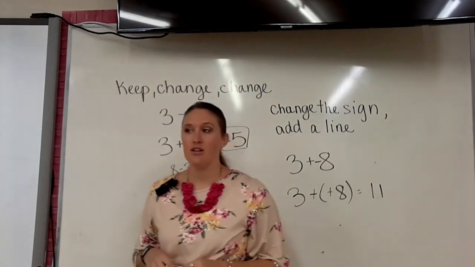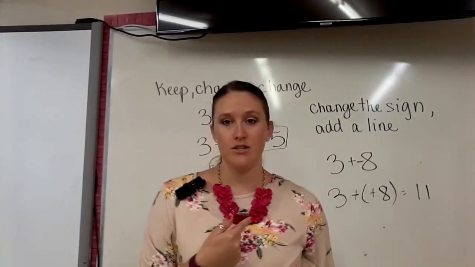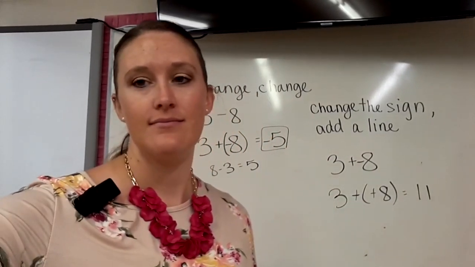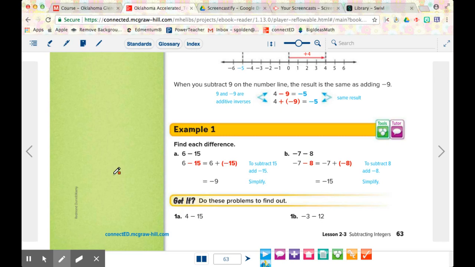Okay, so now we're going to look at example 1 under subtracting integers. Okay, so example 1, we're going to be finding the difference. So 6 minus 15, so we first have to change it to an addition problem. Then we follow our addition rules. So 6 minus 15, we keep, change, change. So it becomes 6 plus negative 15.